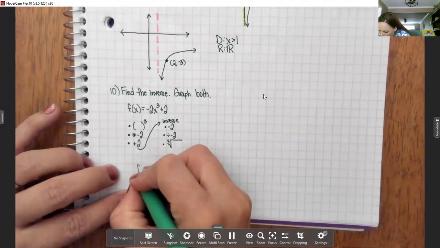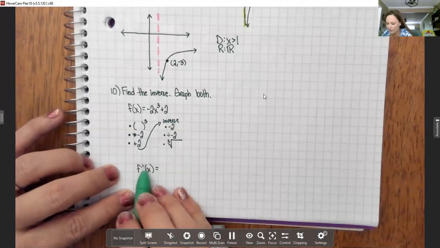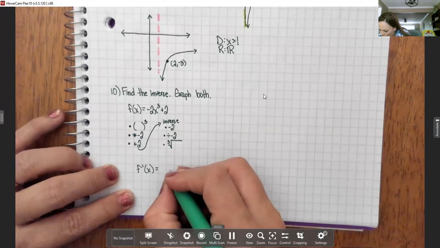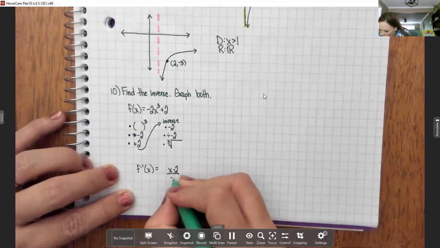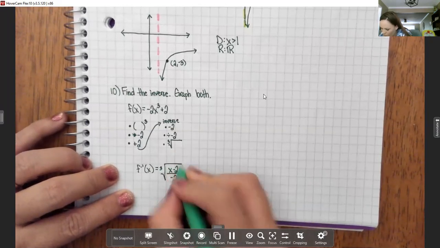So the inverse here, remember we use the negative 1 after the f, would be the cube root of x minus 2 divided by negative 2, the cube root of that whole thing.